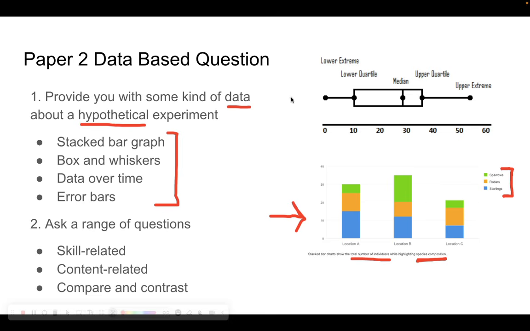But they do expect you to be familiar with all these types of graphs. So box and whiskers, the example of that is up here. I actually went over that in the paper one video, but this is a breakdown of what the basic values that you see in a box and whiskers are. I think most IB students are pretty familiar with these. Data over time comes up a lot because they want you to be comparing stuff to each other.